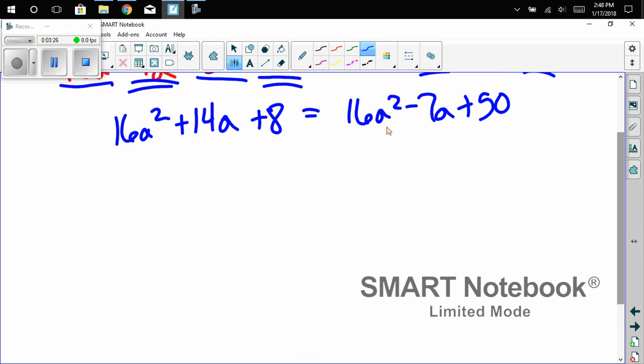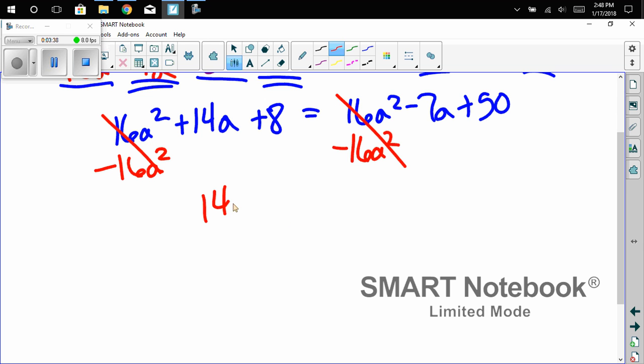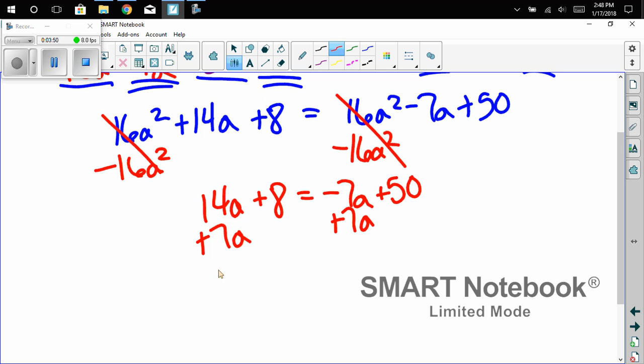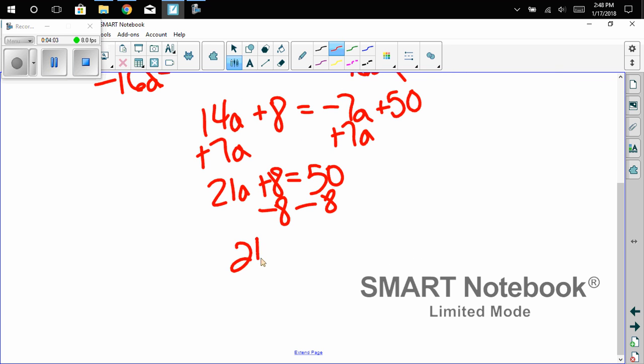Okay. Now we're going to start combining things across the equal sign. We'll start with the a squared. So minus 16a squared, minus 16a squared. That cancels. That one does as well. So we end up with no a squareds, just the a terms and the constants. Okay. Now we're going to combine the others. So add 7a, add 7a. I end up with 21a plus 8 equals 50. Subtract 8. Subtract 8. And we get 21a equals 42. Divide by 21, divide by 21, so a equals 2.